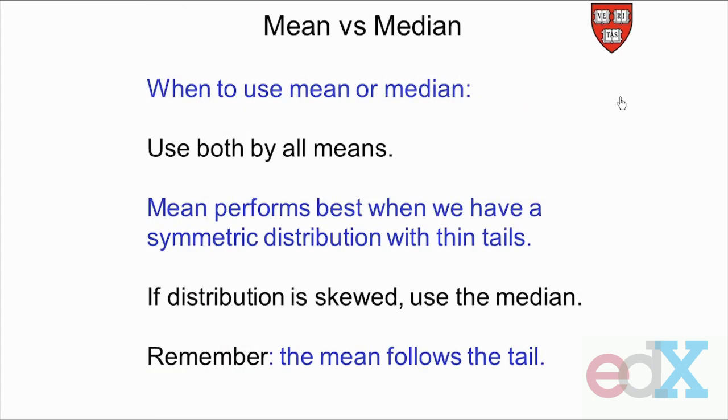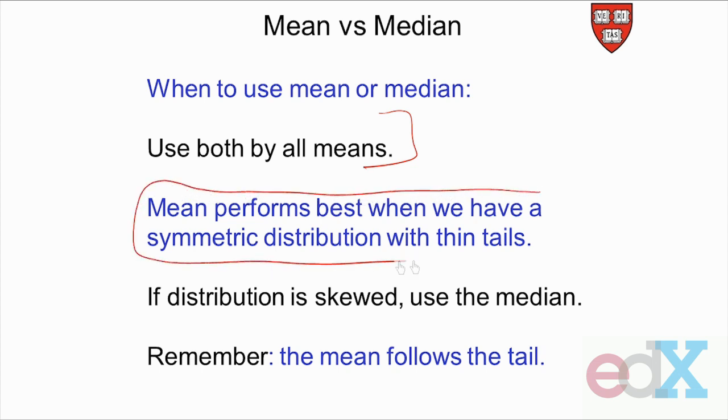So, getting back to the original question, mean or median? And, you know, if the computer's going to be doing all the work, let it do all the work. Use them both by all means. When does the one perform better than the other? Well, when you have continuous data, then the mean performs best when we have a symmetric distribution with thin tails. So something like this with thin tails, right? We don't want fat tails. We don't want this going off like this. We want thin tails and roughly symmetric.